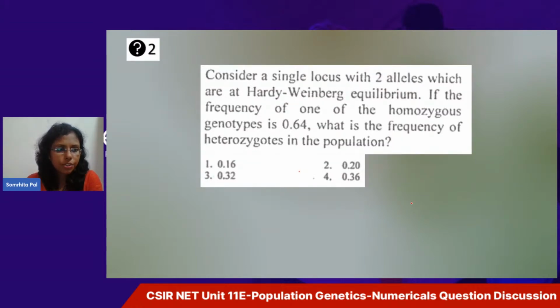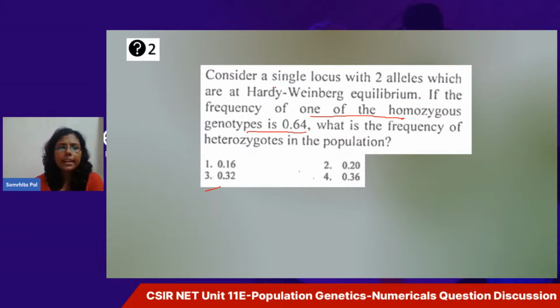So the second question you have. Consider a single locus with two alleles which are at Hardy-Weinberg equilibrium. If the frequency of one of the homozygous genotype is 0.64, what is the frequency of heterozygous in the population?